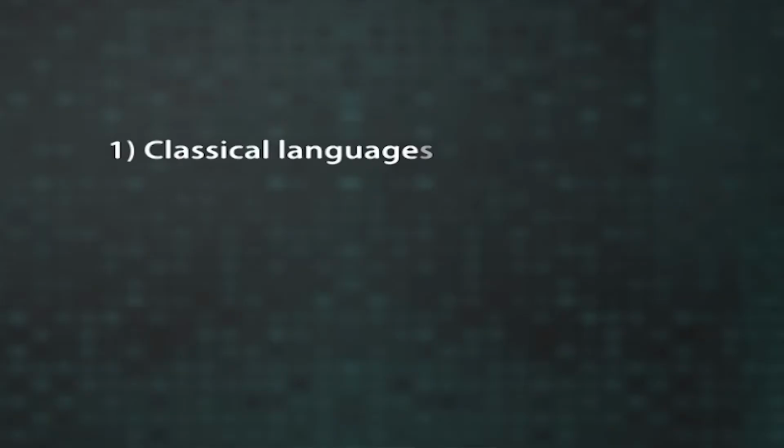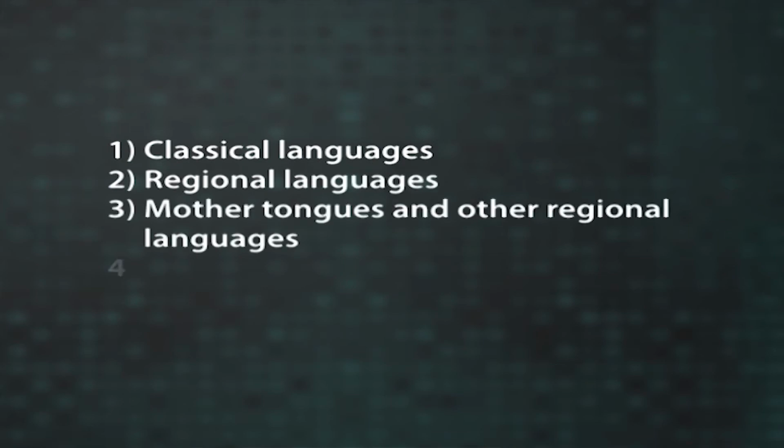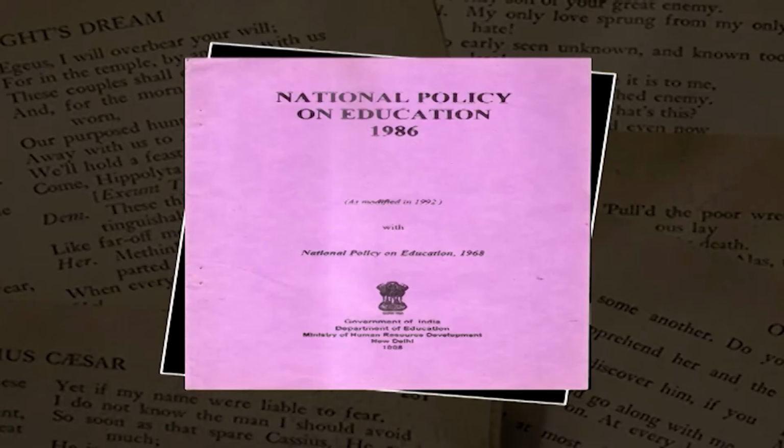From the point of view of education, it was important to recognize the following typology of languages in India: classical languages, regional languages, mother tongues and other regional languages, English and Hindi. In order to accommodate the above languages, the three language formula, or TLF, was recommended. The TLF was recommended by the All India Council for Education in 1956. After several modifications, the TLF was codified in the National Policy on Education in 1968.